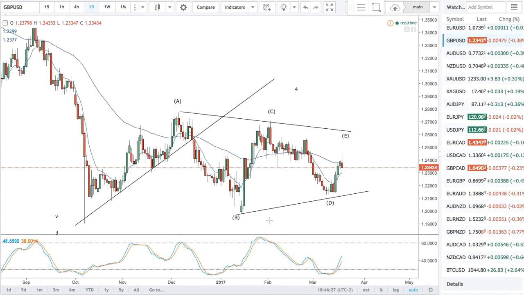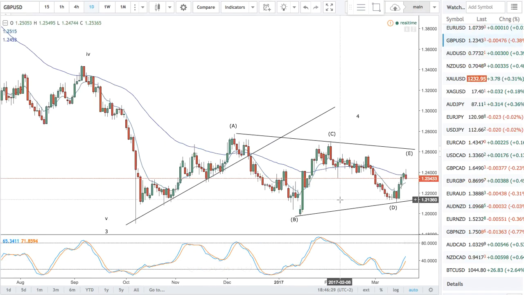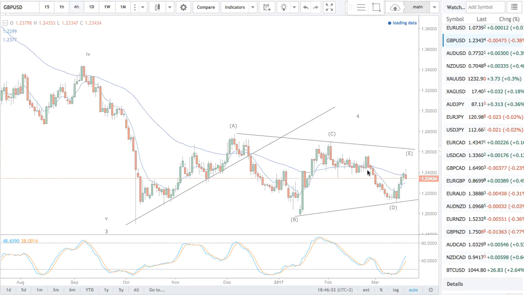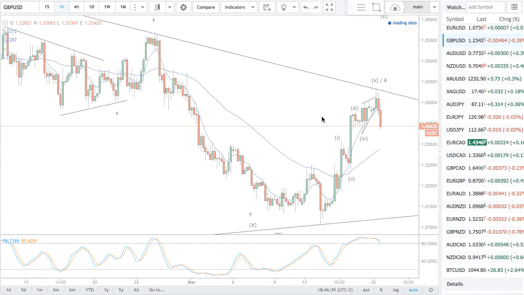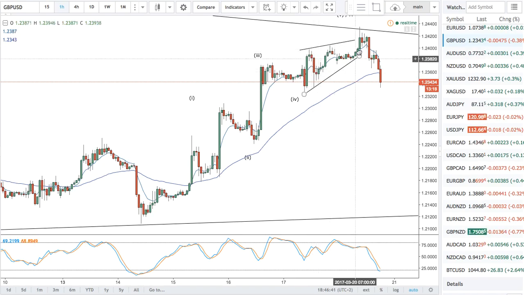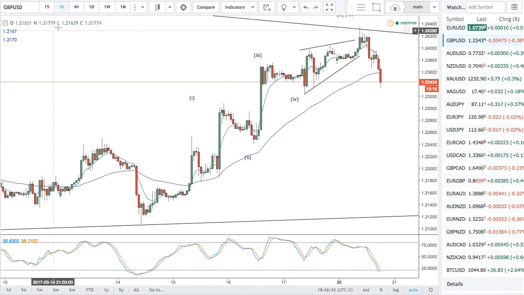Similar view on cable, it's time for a correction before the next segment up for E of the triangle as a minimum. I can mark this as 5 waves with wave 1 extending and an ending diagonal for wave 5. 1, 2, 3, 4, 5. Now we're seeing a correction of that.